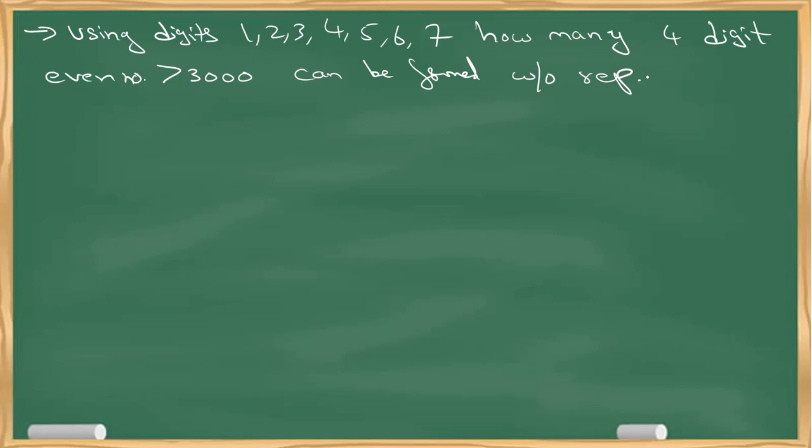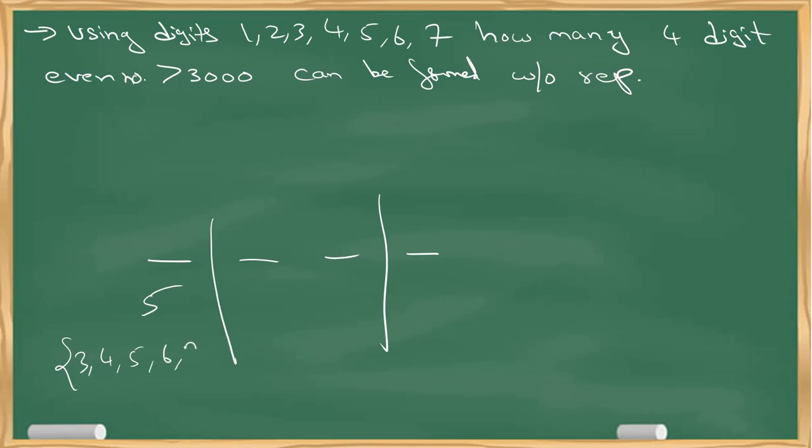Many students here end up with confusion and a wrong answer. One mistake they make is they write this, and say there are 5 possibilities here because we have 3, 4, 5, 6, 7. And they'll say there are 3 possibilities, 2, 4, 6, because it has to be even. So they write 3 here. 2 digits are gone out of 7, so it will be 5 and 4. But here there is one thing.